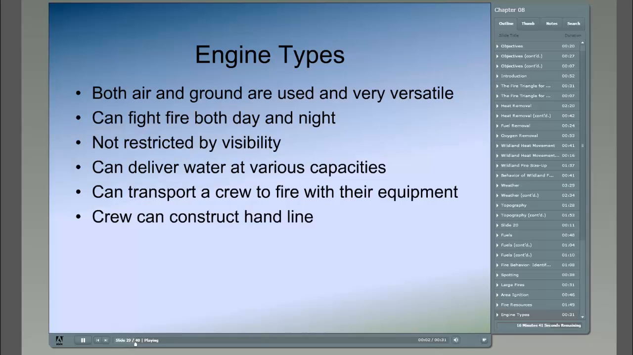Of the various types of apparatus, both air and ground, the fire engine is the most versatile. It can fight fire both day and night and is not restricted by visibility, as is the case with aircraft. It can deliver water to a fire at various capacities and transport crew to a fire with their equipment. Its crew can construct a hand line, and the unit can be used to fight structural, vehicle, or other types of fires.